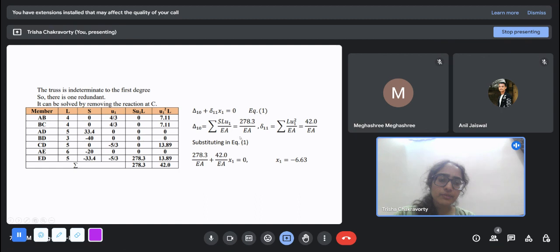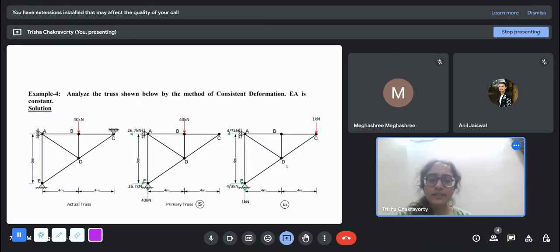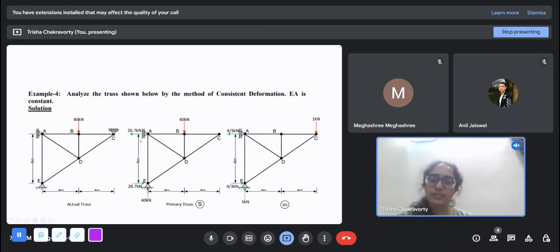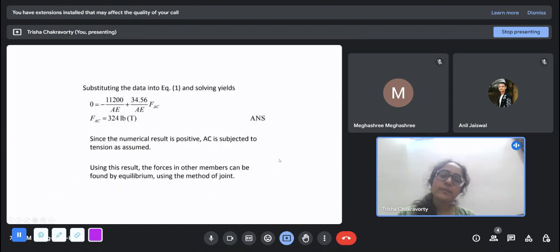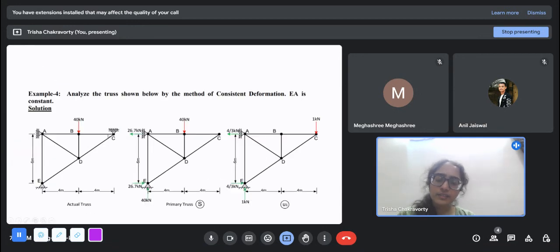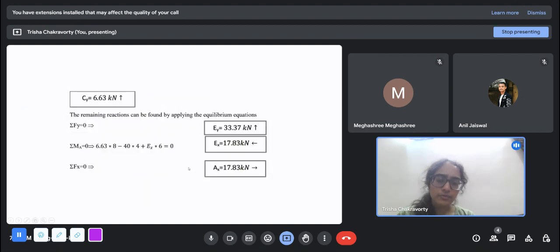So we get this X1 as our unknown as minus 6.63. So this means that this reaction at Cy will be 6.63 in the upward direction. Why in the upward direction? Because when we put a 1 kilonewton downwards, we were inherently assuming that the force at this point is downwards. Since we got a negative value, it is upwards, and the remaining reactions can be found by applying equilibrium equations.